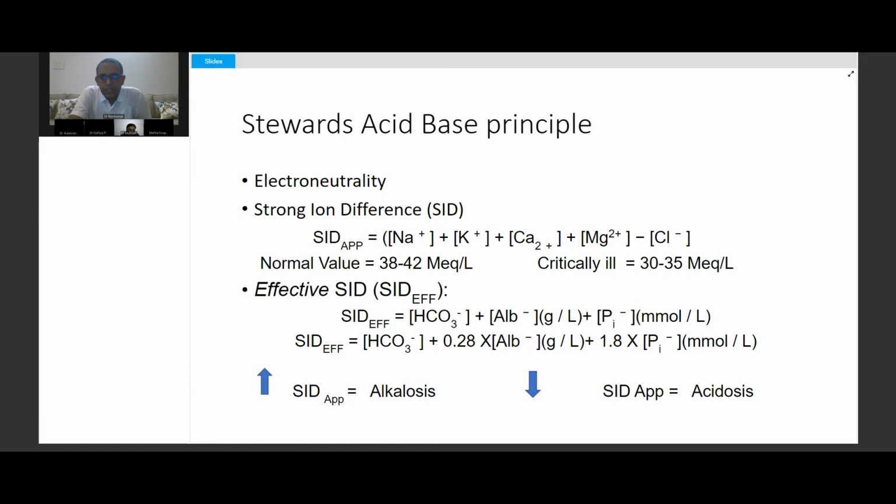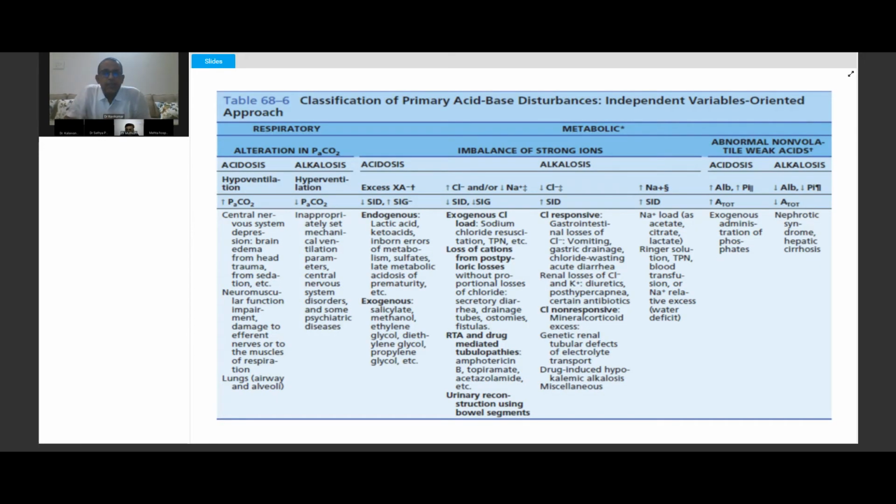Based on this, you can divide the metabolic acidosis into either a case where you have excess of unmeasured anions, or is it because of increase in chloride or a relative decrease in the sodium in relation to the chloride.